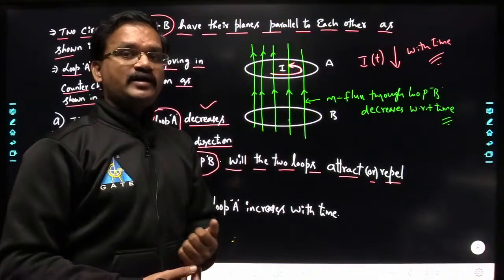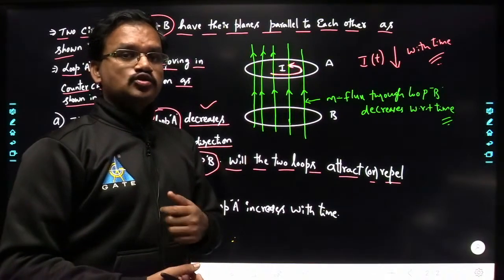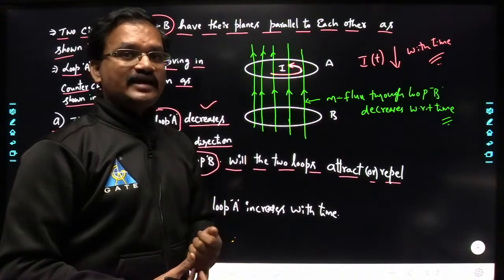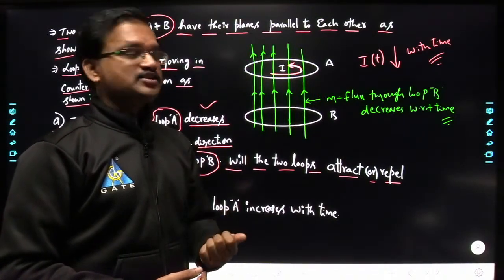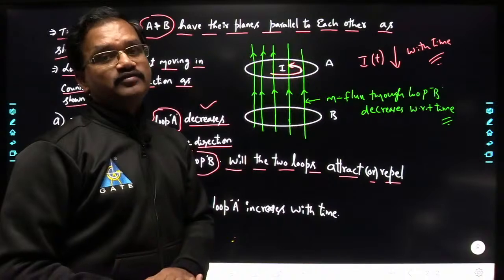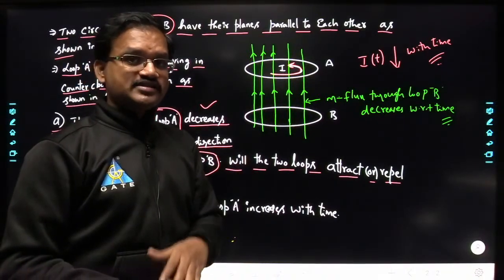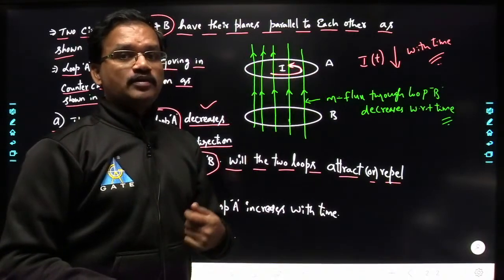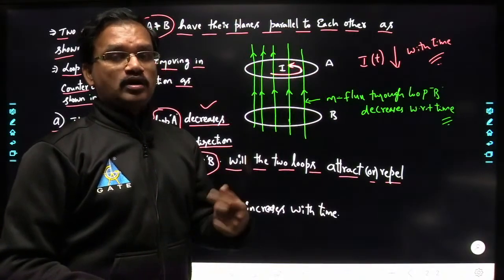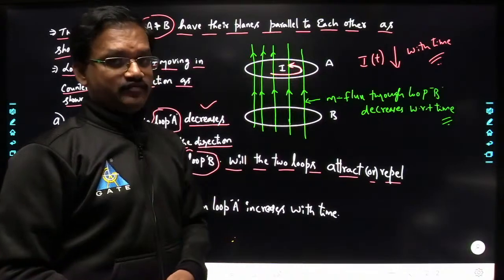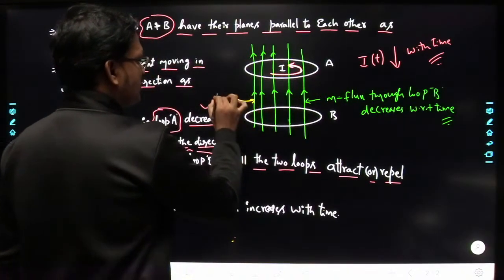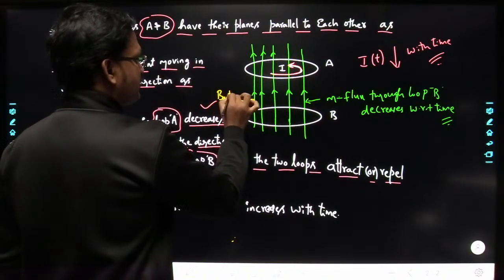So there will be an induced magnetic field. The induced magnetic field direction will be exactly in the direction of the actual magnetic field. So whenever the magnetic flux is decreasing, as I have told here, the induced magnetic field direction must be along the direction of the actual magnetic field. Understood? So this is nothing but B actual.